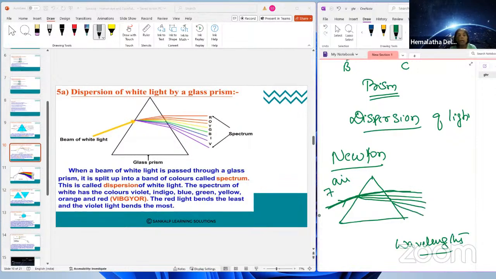And the arrangement of these 7 colors, we will call it VIBGYOR. What is VIBGYOR? Different colors. Correct? What does this V mean?